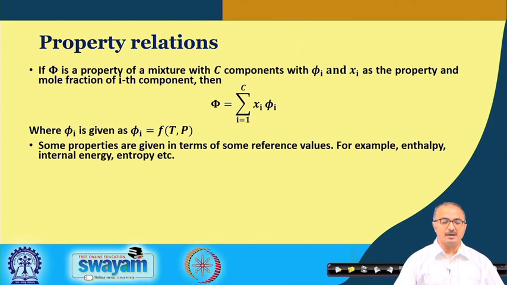Now, one thing you understand is that these pure component properties are functions of only temperature and pressure, whereas the total property is a function of the composition as well. Now, some properties are given in terms of reference values, for example, enthalpy, internal energy, entropy. For these properties we need some reference, because there is no absolute value of these properties.